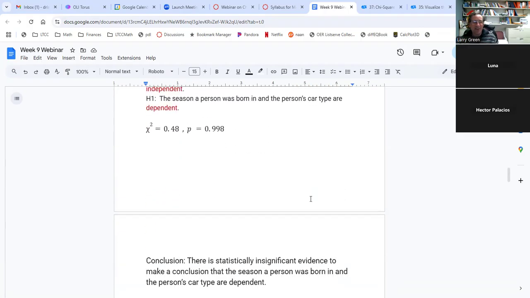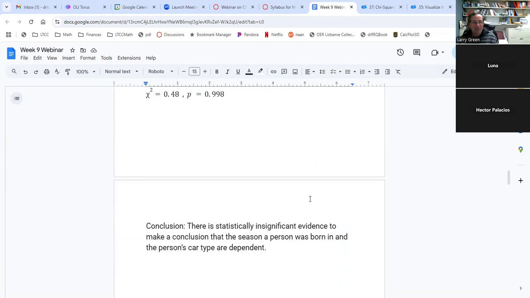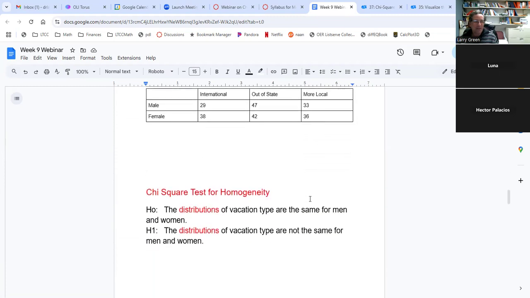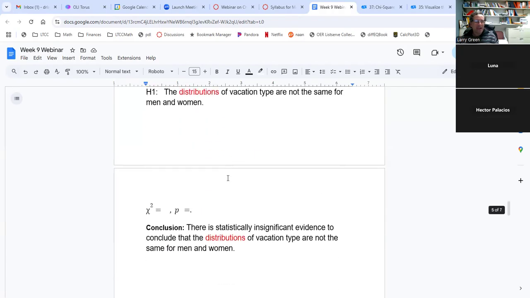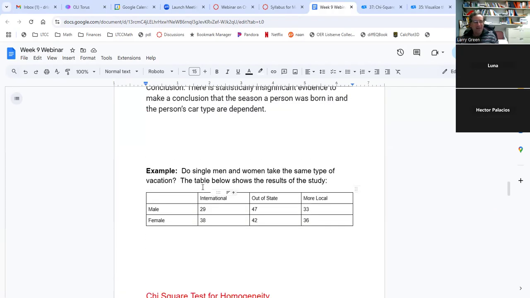All right, let's do another example. Here we go. Do single men and women take the same type of vacation? The table below shows the results of a study, and I do want to give you an apology. I made these numbers up. This wasn't a true study, but you can imagine doing a survey.